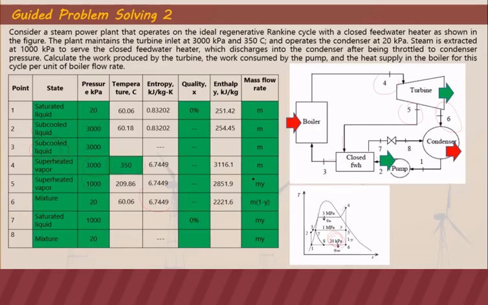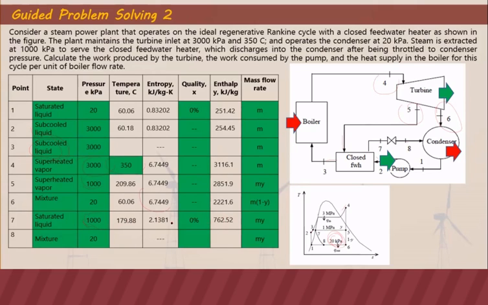At point 7, since 7 is the discharge point of the closed feed water heater, that is assumed to be a saturated liquid. As you can see here, it discharges at point 7 as saturated liquid. That is the same pressure as point 5, since this is a horizontal line, that's 1 megapascal. So using 1 megapascal and saturated liquid, we can use the saturation points to get the value of temperature, entropy, and enthalpy.